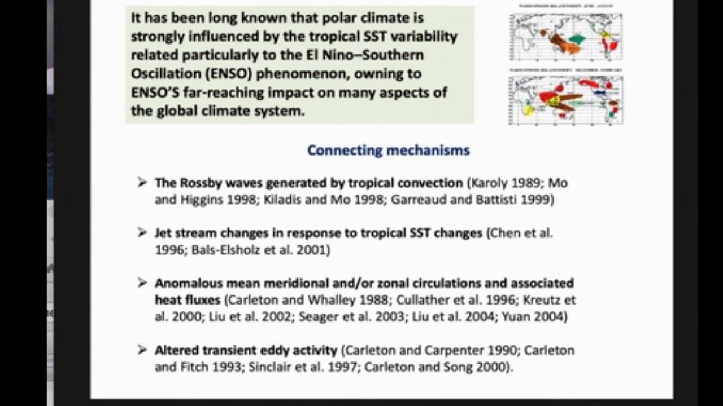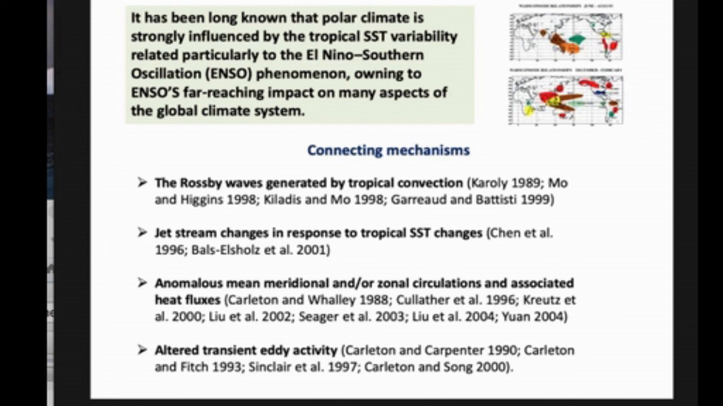So Crowley and Higgins and these authors are the first people to discover the phenomenon, and of course there are more studies. Second is the jet stream change in response to tropical SST. Chen et al. in 1996 found that when you have a warm El Nino event, your subtropical jet in the Pacific contracts and enhances, and the polar jet is weakened and retreated. In the Pacific, the jet stream splits, so you have one enhanced and one weakened.